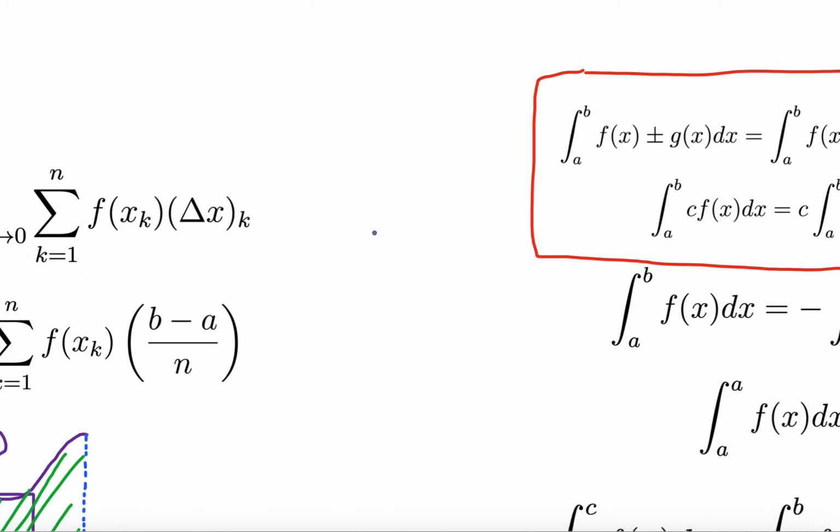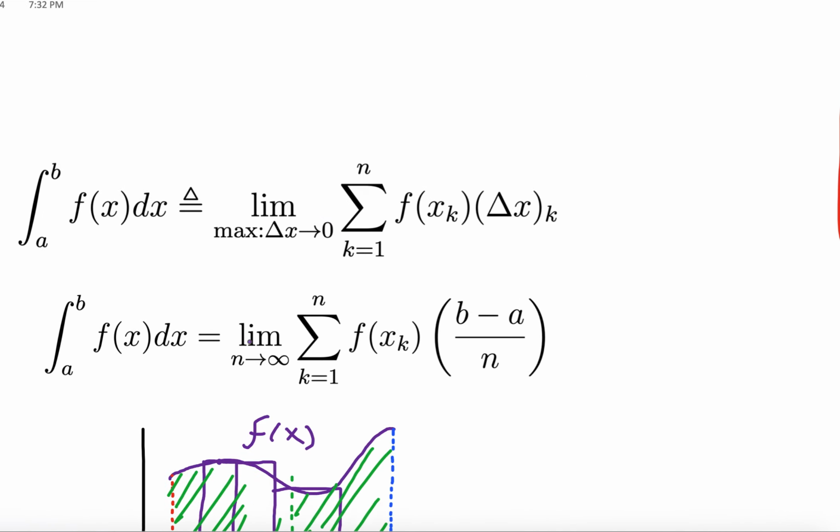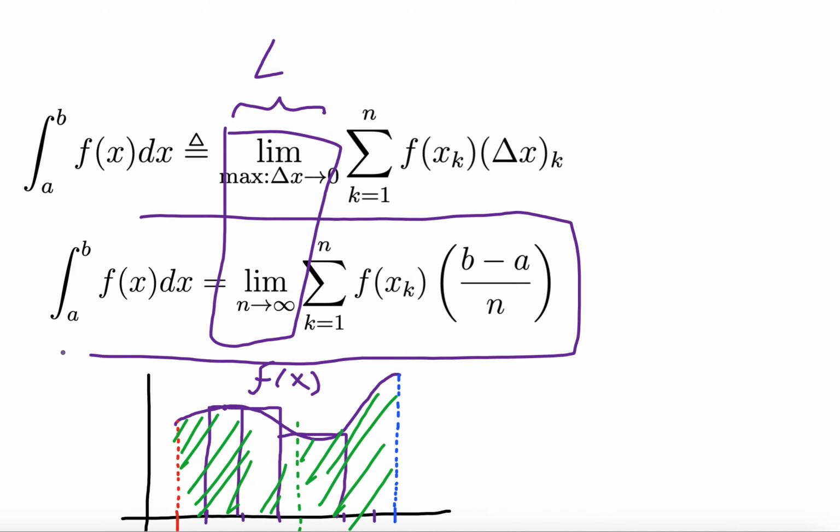And just for the sake of speed and time, and I'm a little lazy, when I write limit, I'm not going to be writing limit as n goes to infinity or limit as max delta x goes to 0. Instead, I'm going to write L, if that's okay with you guys, because it takes a while. Everything else I'll write out, and we're going to use the bottom definition, don't forget, this idea of the b minus a over n, because it's going to be a bit easier.